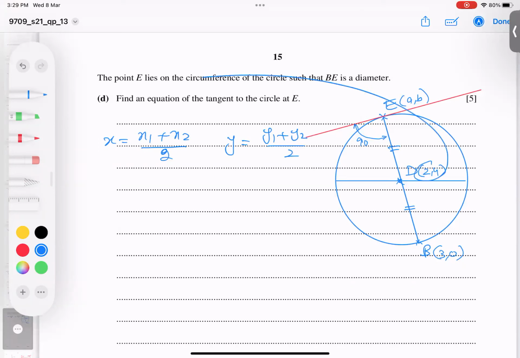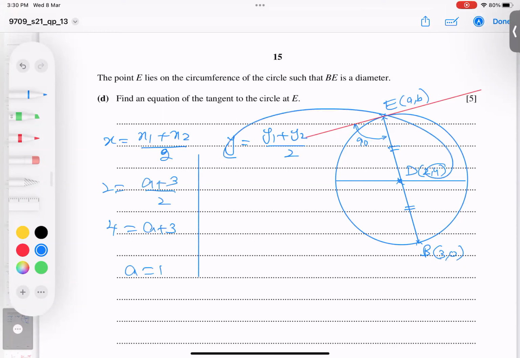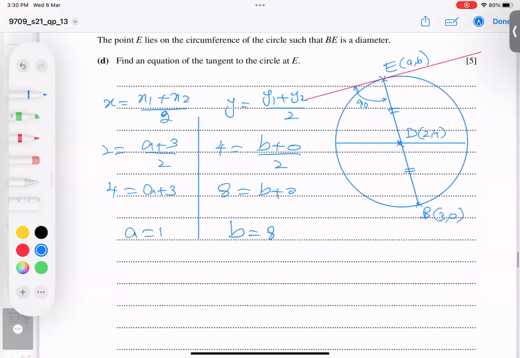Now this 2 will go here. The corner element A comes here and 3 goes here. I believe it is very clear. A plus 3 by 2. 2 multiplied there by 4: A plus 3, and A becomes 1. Same way I will find Y. This 4 goes in the place of Y, and B plus 0 here. 2 4s are 8, and B becomes 8. So Alhamdulillah Rabbil Alameen, the E coordinate turned out to be 1, 8.